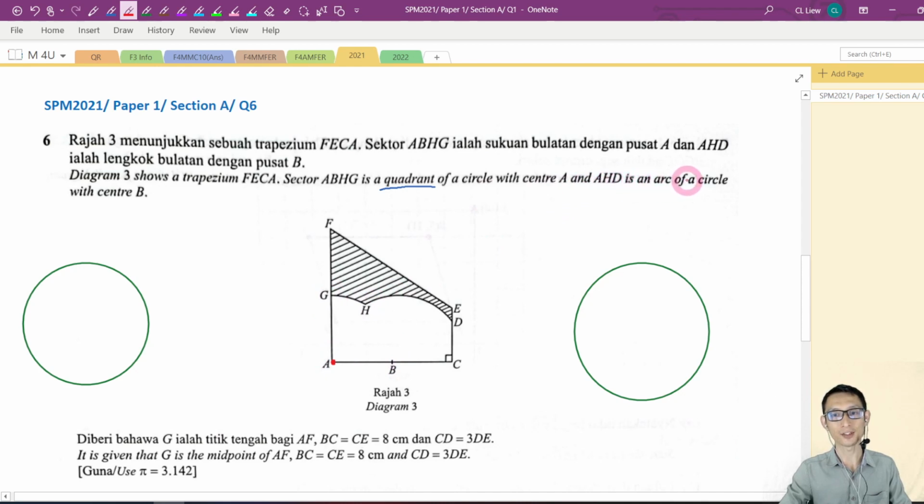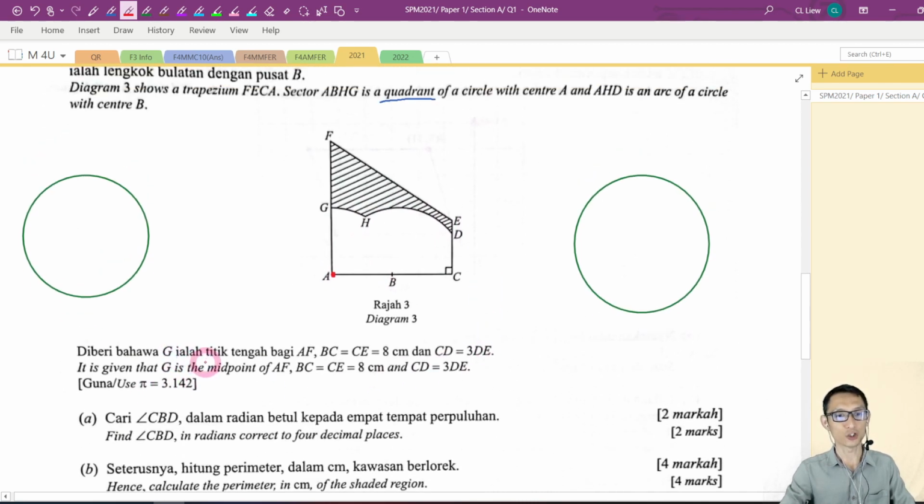And AHD is an arc of a circle with center B. It is given that G is a midpoint. Okay, let me label it. G is a midpoint, which means that FG and GA have the same length. And BC is equal to CE. These two are the same length. So BC is equal to 8 centimeter, and CE is also the same, 8 centimeter.